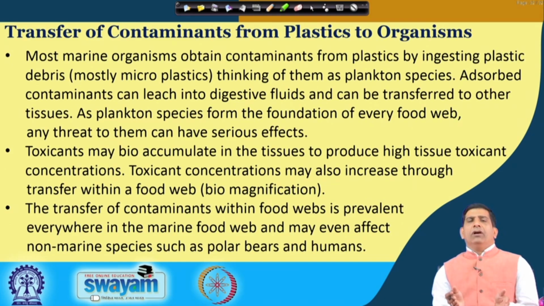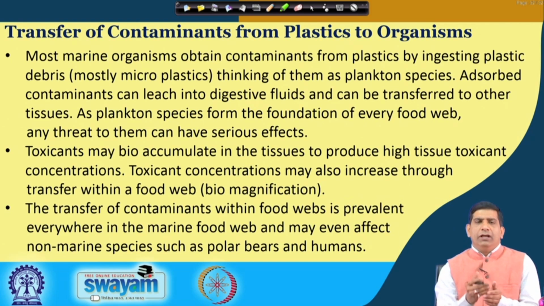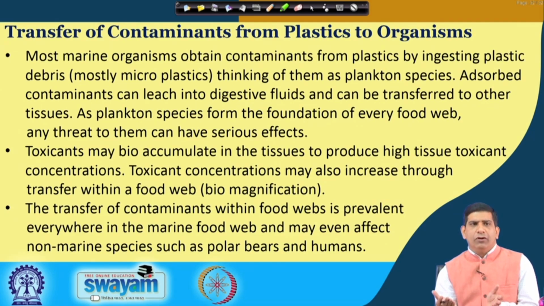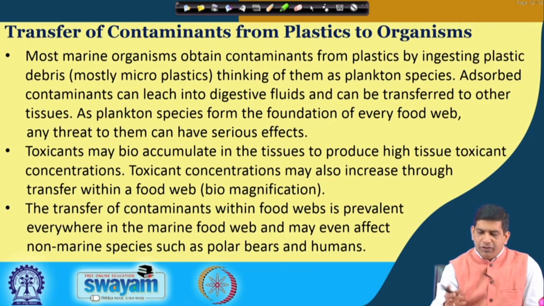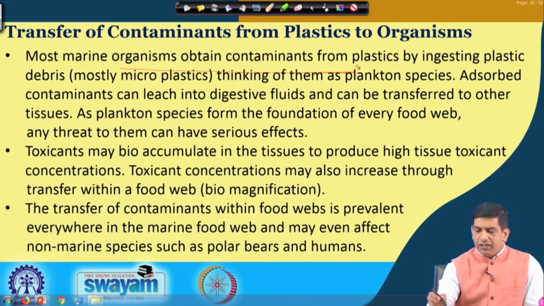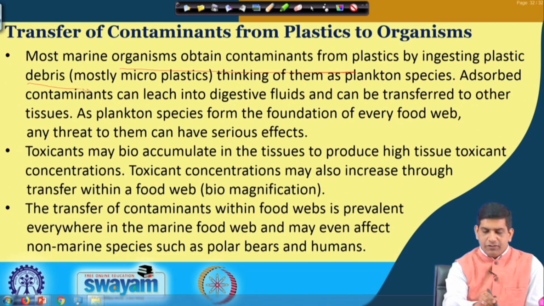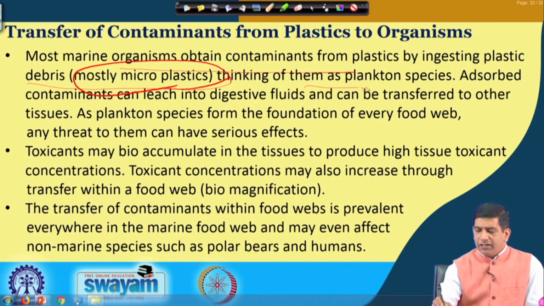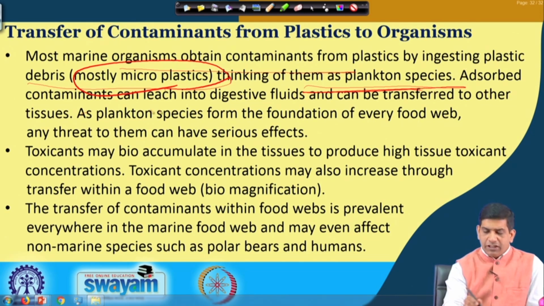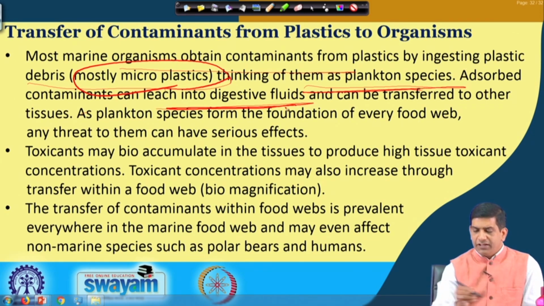So when we talk about contaminants getting from plastic into different media, and then from the different media, these contaminants will go into the organisms as well. Most marine organisms obtain contaminants from plastic by ingesting plastic debris, which is mostly microplastic. They ingest that microplastic because they think it is plankton species, and that is what creates the confusion. Adsorbed contaminants can leach into digestive fluids and can be transferred to other tissues.